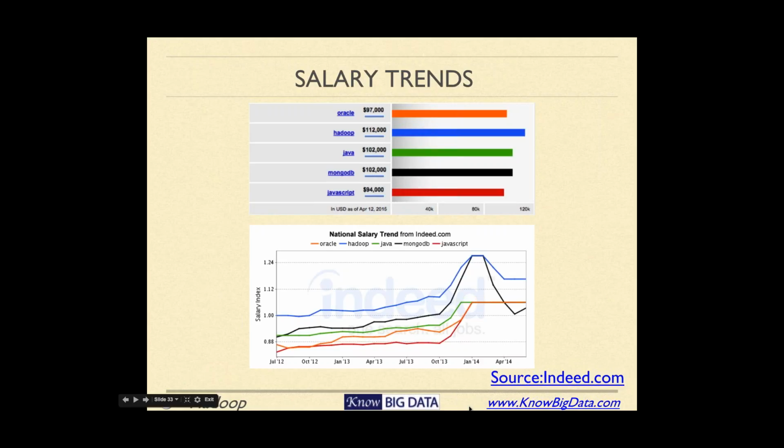You can also go to Indeed.com and go through the salaries, and the salaries are generally going up. This is based on April 12, 2015 data. So you must go through that.